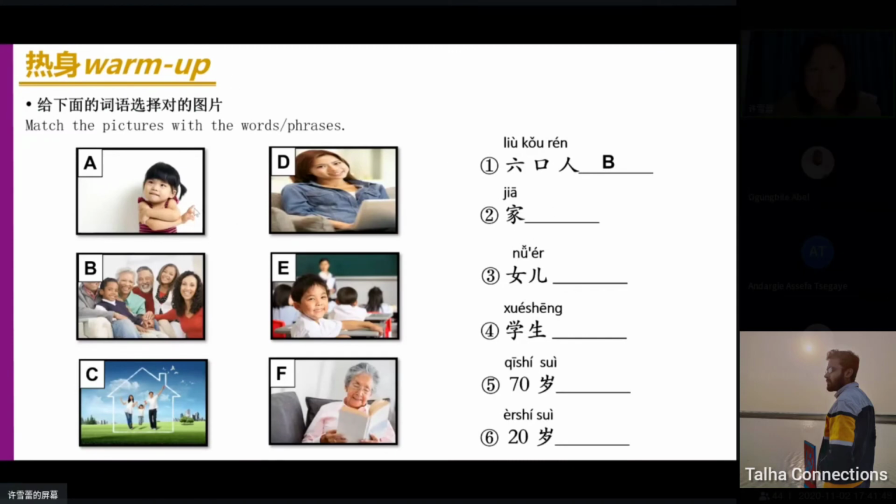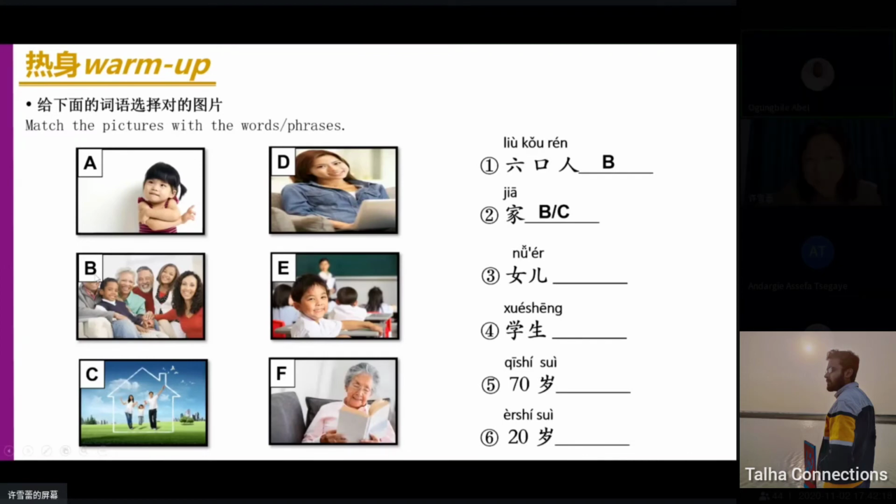And next one. This is read 家. 家. It's home or family. Yeah, particularly home. That is the place the family stays. So which picture shows us 家? Right. Picture C or B. Why? I just said 家, it can be home. Also can be a family. Yeah. So B and C can be 家.